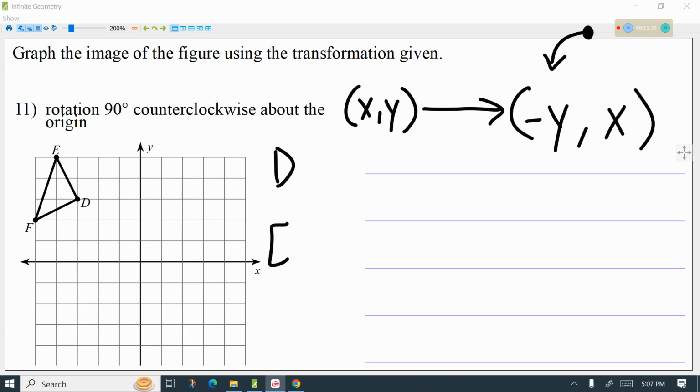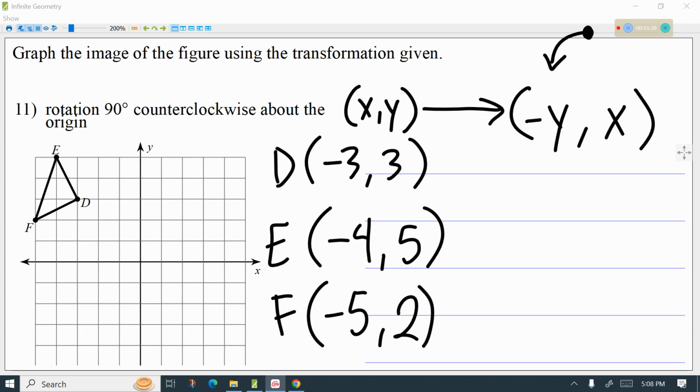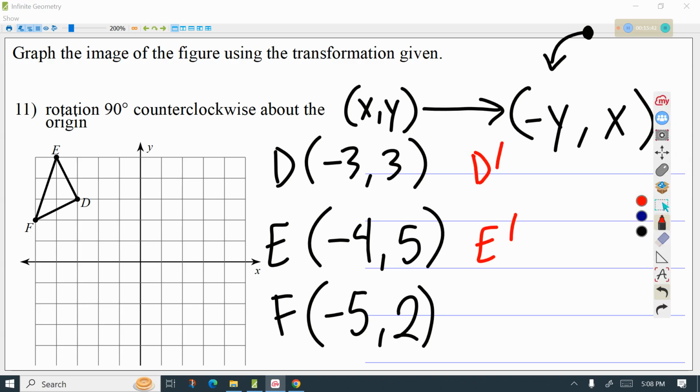We got D, E, F. So D is left 3, up 3. E is left 4, up 5. And F is left 5, up 2. So now to get through this part, we're going to get D prime, E prime, and F prime.